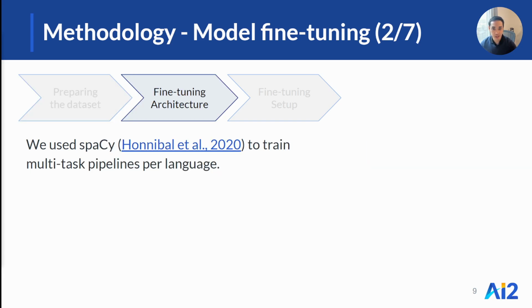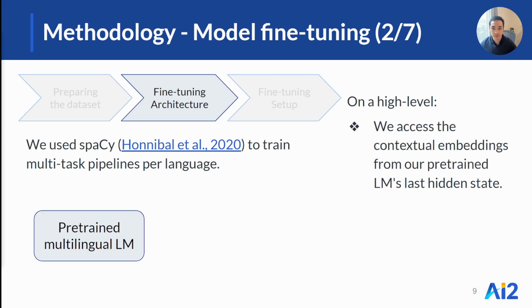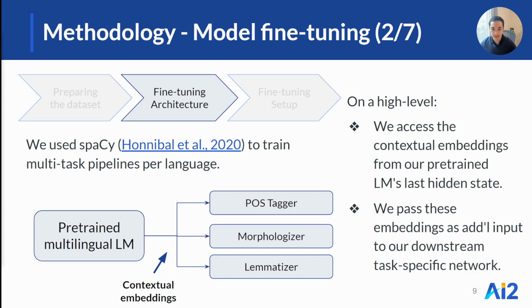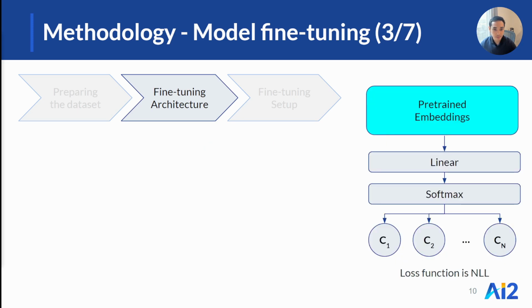And then for fine-tuning, we use the spaCy library. At a high level, what happens is that we access the contextual embeddings from the pre-trained LM's last hidden state, and then we pass these embeddings as additional input to our downstream task-specific network. The good thing about spaCy is that the resulting model or pipeline is multitask so that the training can be done in parallel. So each pipeline can actually do POS tagging, morphological annotation, and lemmatization, but the final artifact is just one file that you can download.